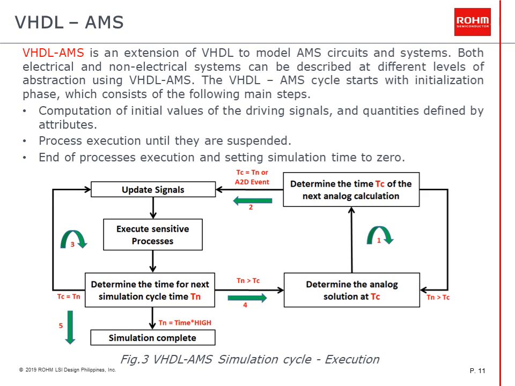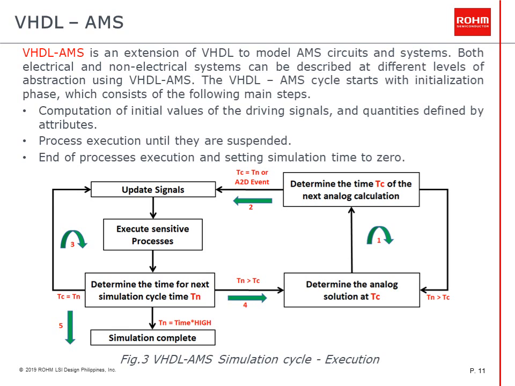The VHDL-AMS cycle starts with the initialization phase, which consists of the following main steps: computation of initial values of the driving signals and quantities defined by attributes; process execution until they are suspended; end of process execution and setting simulation time to 0. Verilog-A follows a similar initialization technique.